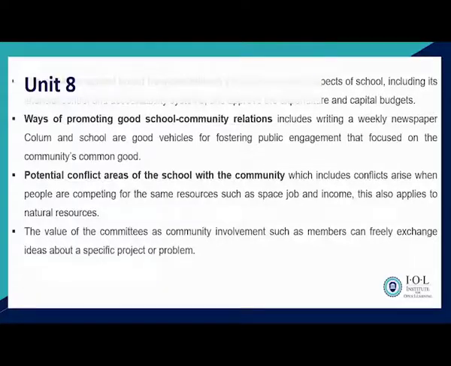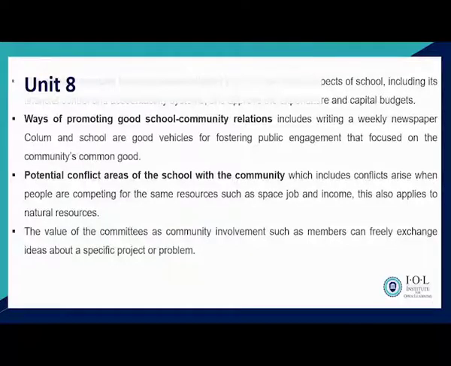This includes all aspects of the school, including its financial control, accountability system, and approving the expenditure and capital budgets. So the school board is responsible to make sure that the money of the school is not wasted on unnecessary issues. They are able to demand accountability. The school cannot just be failing and no one is answering why the school is failing. They must also approve the budgetary issues in the school.